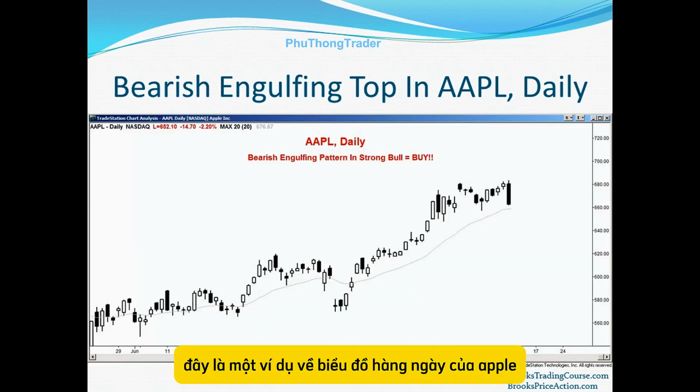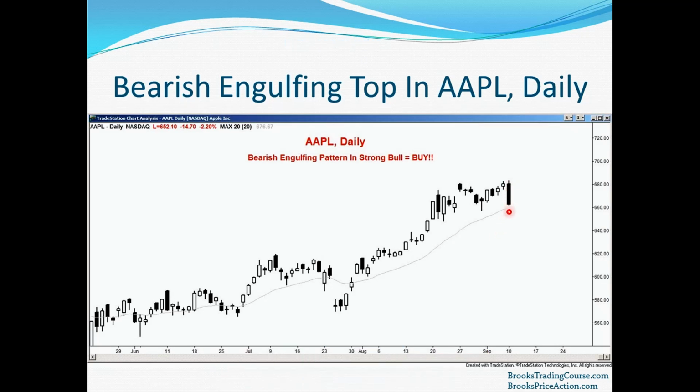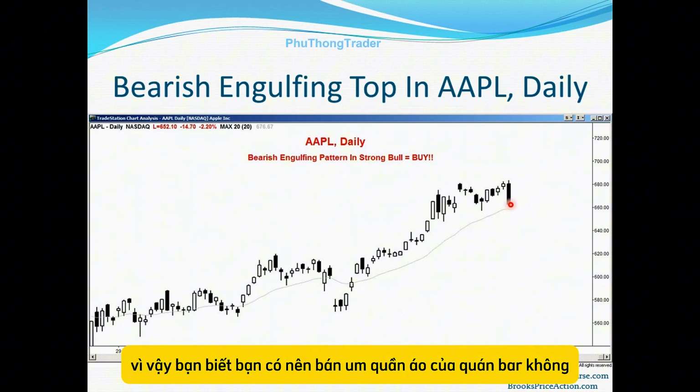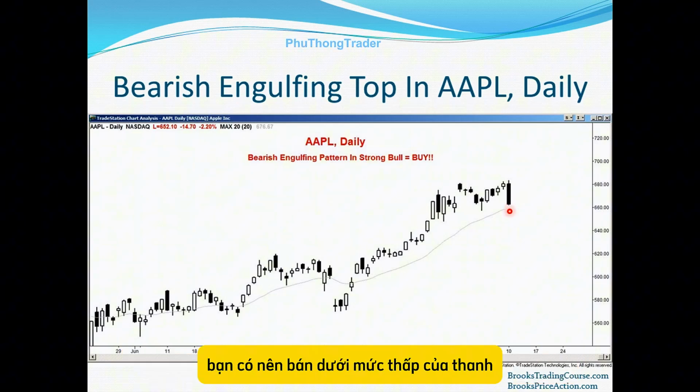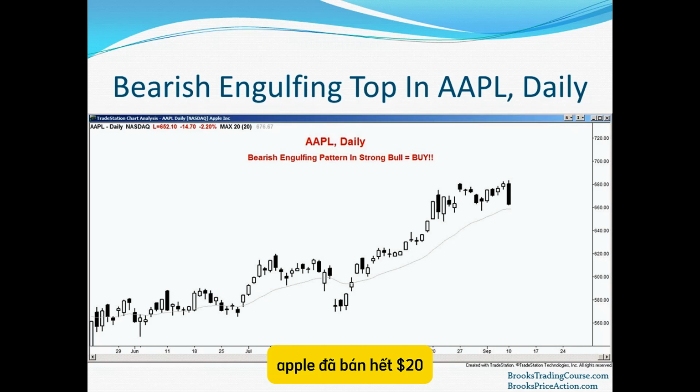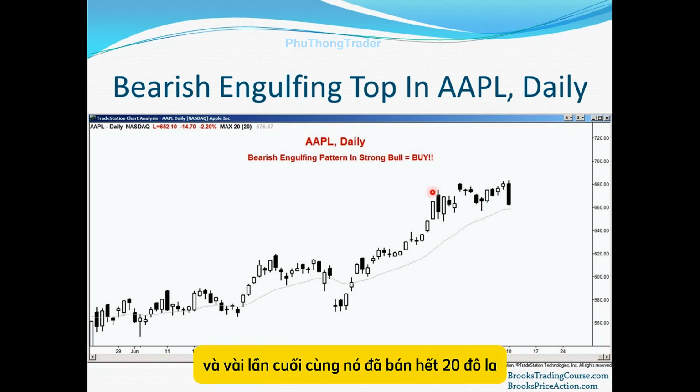Here's an example of Apple daily chart. There is a bearish engulfing pattern, very strong bear bar, a standard candlestick topping pattern. So, should you sell the close of the bar? Should you sell below the low of the bar? Well, on Fast Money on that day, what I heard were traders saying, Apple sold off $20, and the last few times that it sold off $20, it rallied. I'm going to buy. And they were correct.